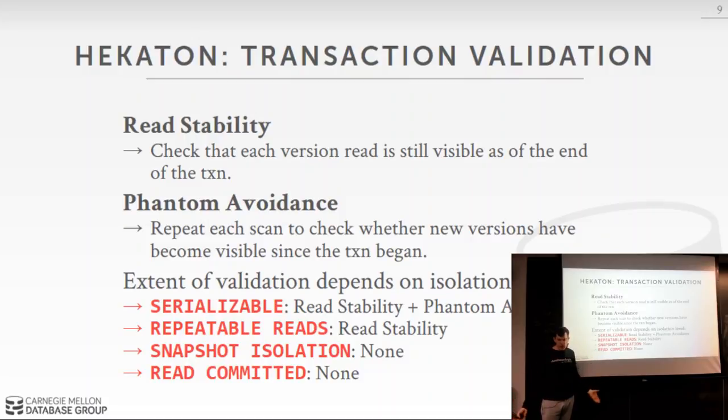We have to do this because we have speculative reads. We may end up reading a version, and that version may end up getting rolled back because the transaction that created it gets aborted later on. So we have to go back and do an additional read to see whether that version is still visible to us. And then to avoid phantoms, we essentially have to rescan or re-execute all the scans we ran before, to see whether the result set changes from the first time we ran it versus the second time we ran it. Right? So you may think this kind of sucks.